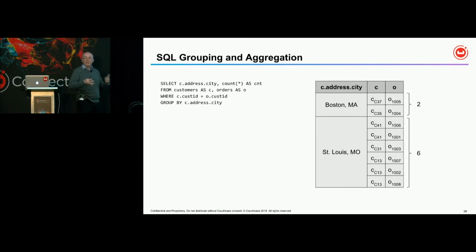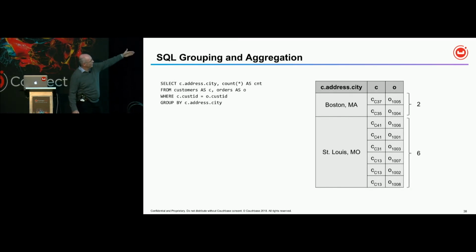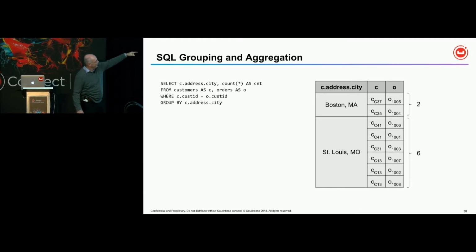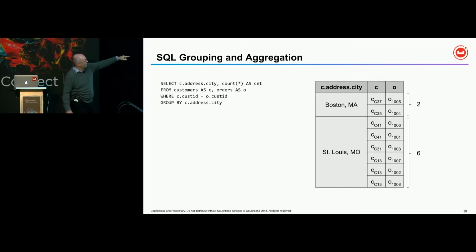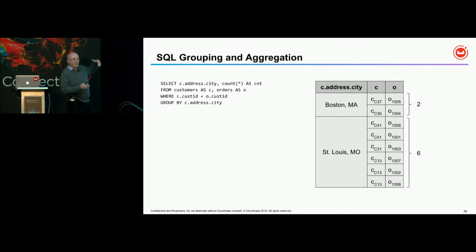You introduce an intermediate construct that looks something like this, which has these groups of objects, and then you have here two customer order pairs for Boston and 6 for St. Louis, Missouri, and those are 2 and 6. And basically, with such an intermediate construct, you can explain this, but it's not within the relational data model.